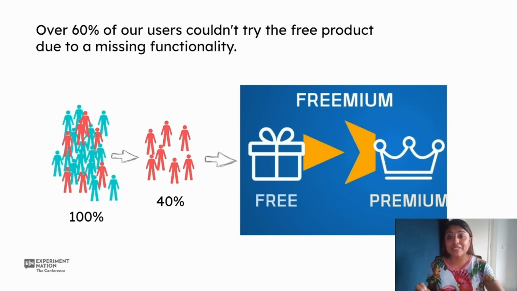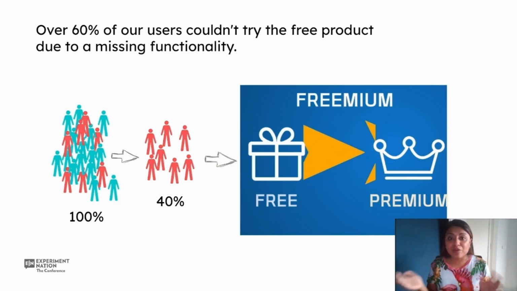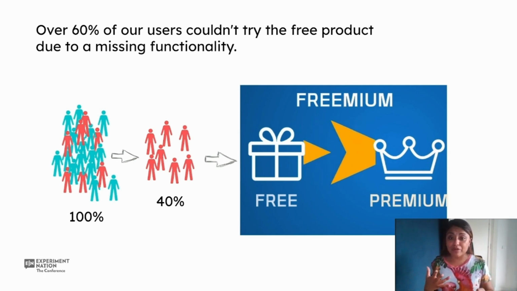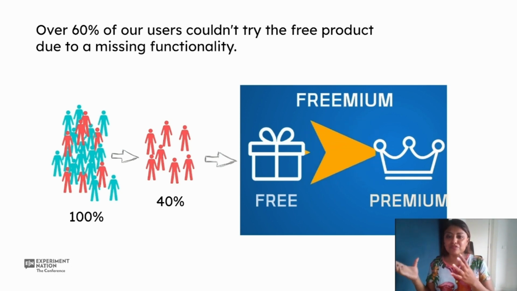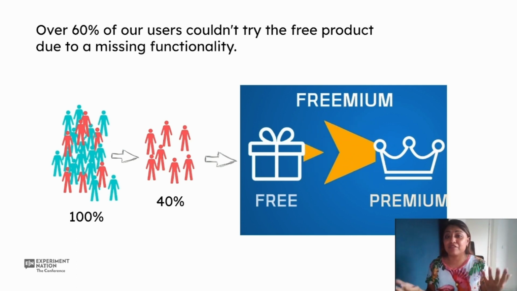We found out that over 60% of our users wanted to try our free product, but they couldn't because an essential functionality was missing. Without that functionality, they couldn't fully experience or even try the free version of our product. Thus, to increase the number of users trying our free product, we needed to make sure this crucial functionality was available to them. So, basically, before solving the issue of having more users pass from the free to the premium, we could increase the number of users trying our free tool.